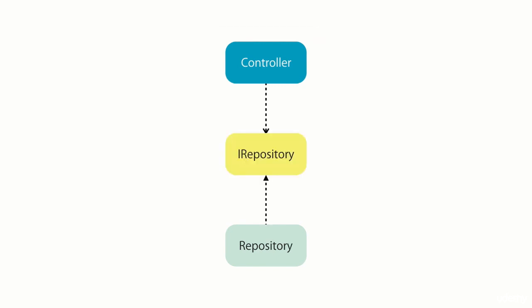Now, with the dependency inversion principle, we can make as many changes as we want in the repository implementation, and these changes will not impact our controller because the controller is not dependent upon this implementation. As long as the interface or the contract stays the same, the controller is not affected. And this way we can reduce the impact of change in our software.